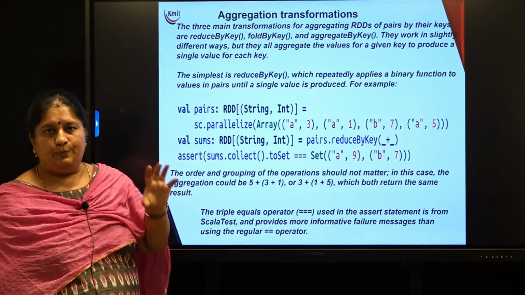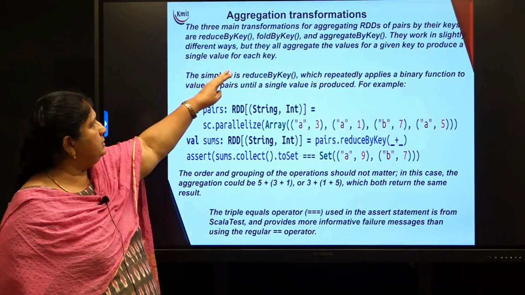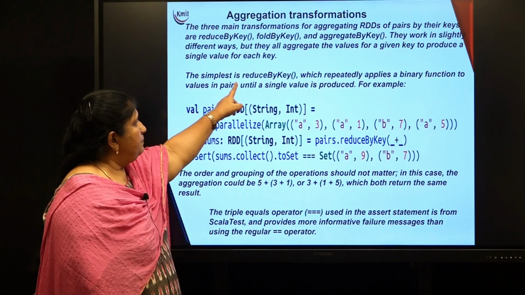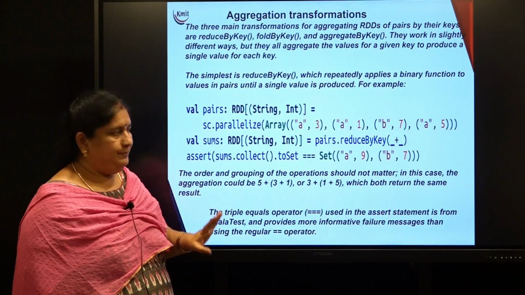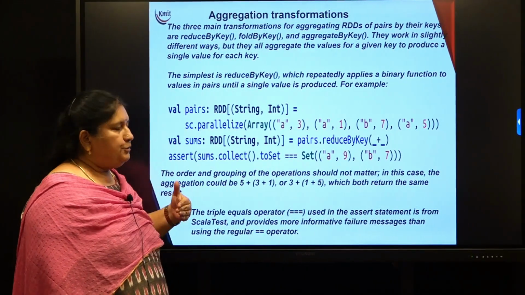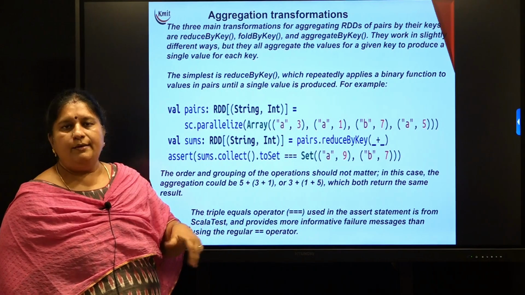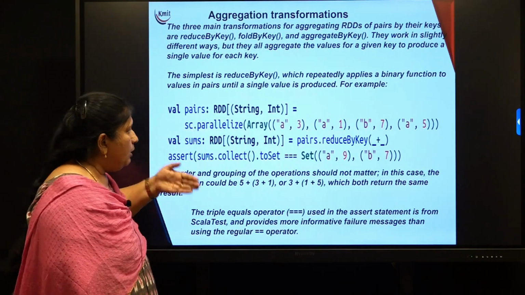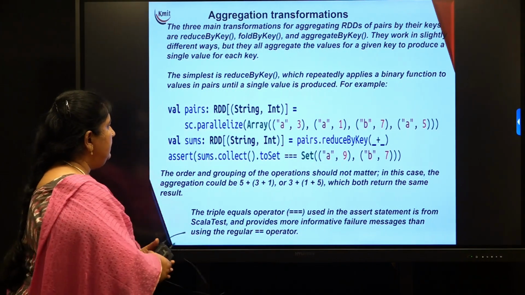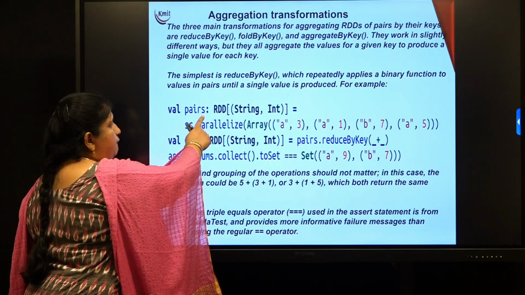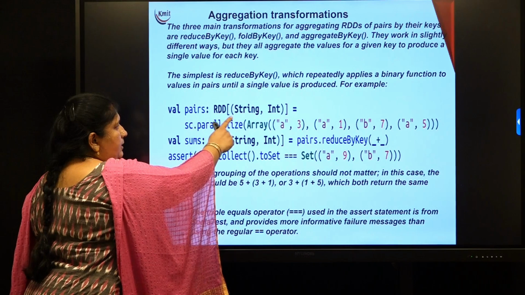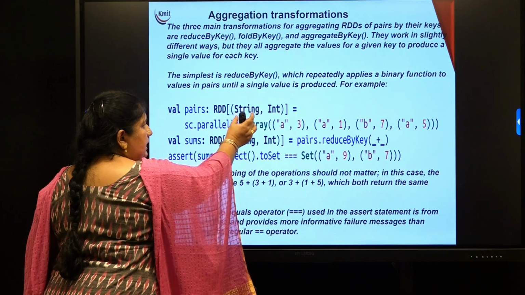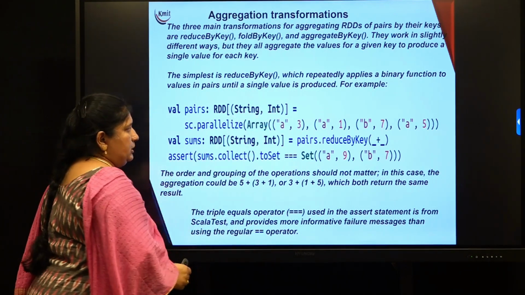Whenever I have key value pairs, I can apply three types of aggregations: reduce, fold and aggregate. Now, the simplest operation we are trying to see is reduce by key. So what will be the input to you? You have a set of key value pairs. We are trying to reduce them by what? Reduce by key. So what happens? Try to understand with this example. It is an RDD of key value pairs, where the key is a string and the value is an integer.